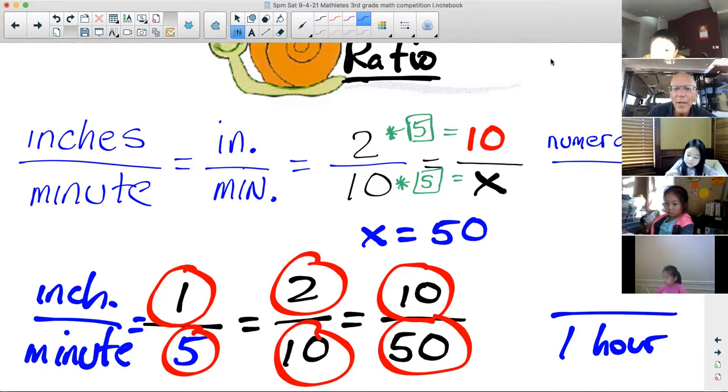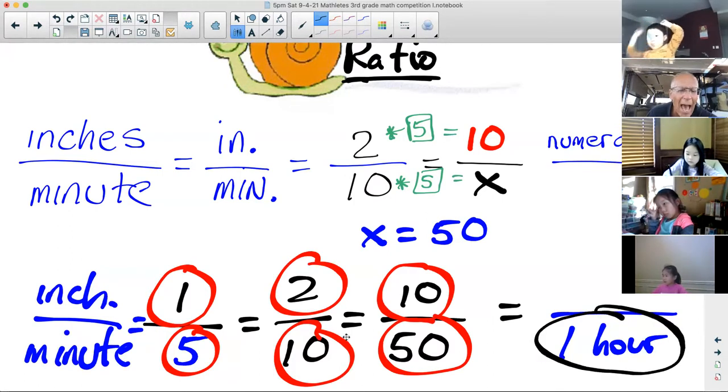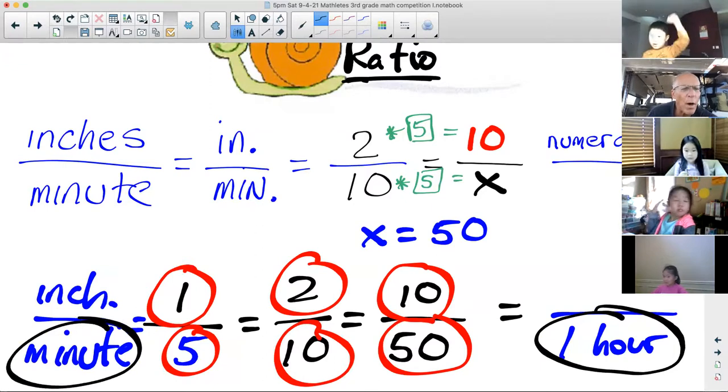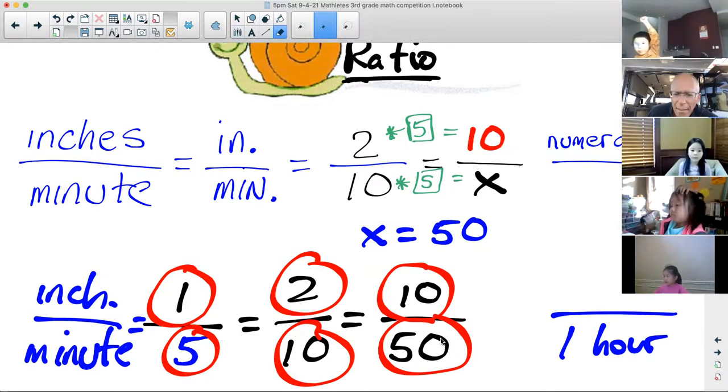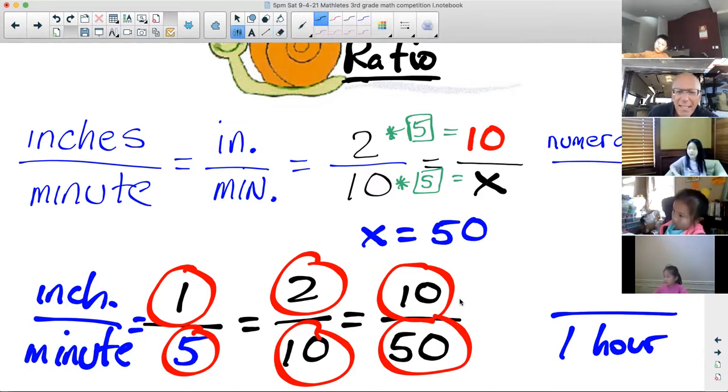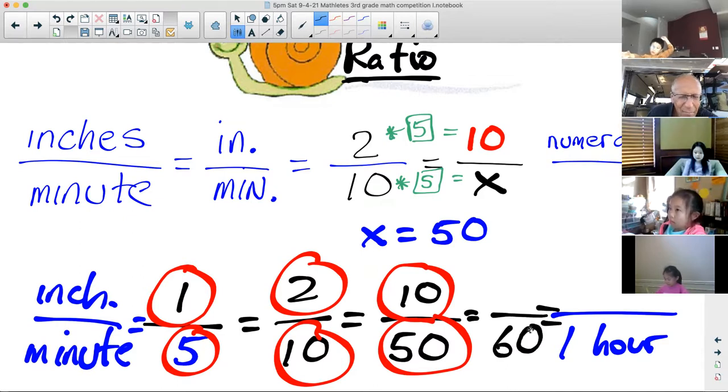Now, this is a little bit harder because Mr. Kramer changed it from minutes to hours. So it's a little bit different. Eleanor, what do you think? Well, we know that it's 1 hour. How many minutes are in 1 hour? 60. Right. So we know that this is the same thing as solving this question for 60 minutes.